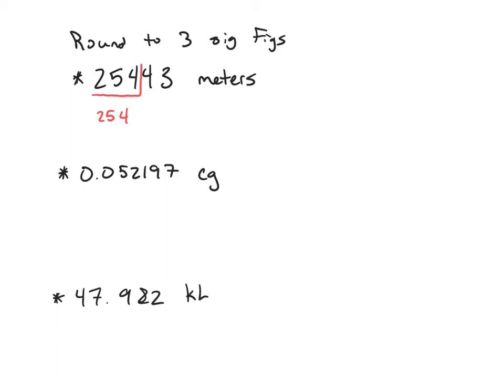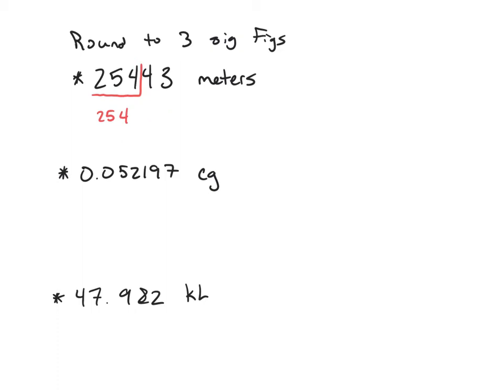I have 25,443 meters. I say round that number to 3 significant figures, and they say, oh, it's just 254 meters. That's definitely not what you should do. You can't just make something that was 25,400 meters into a number that's 254 meters. You've lost a significant portion of that measurement. So when I say round it to 3 significant figures, I don't mean just round it to 3 total figures. I'm saying 3 significant figures.